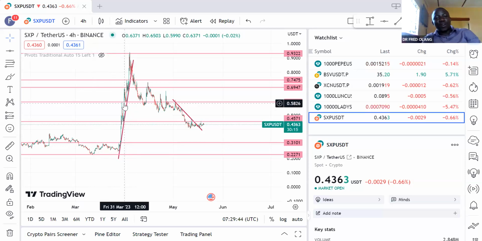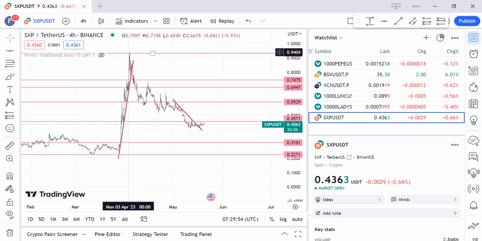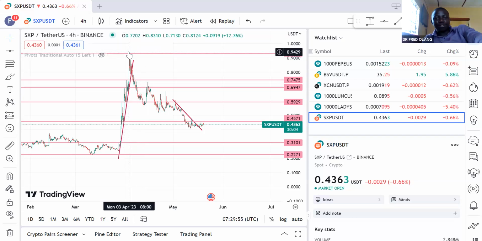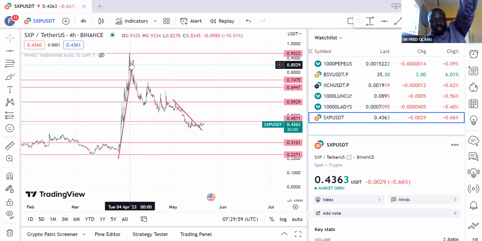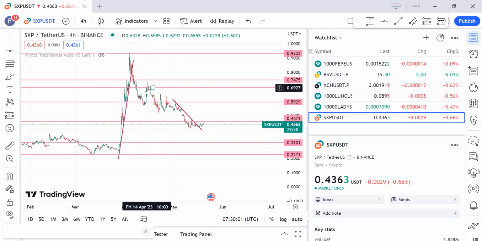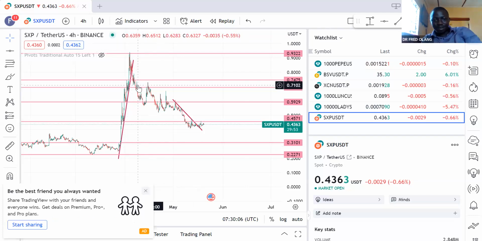Now, even when we are falling, we don't fall like this. No, we always follow those steps. Like you can see, we were falling, we reached here, we fell to break, and then we started falling. But we could not fall straight down. The market respects those levels.